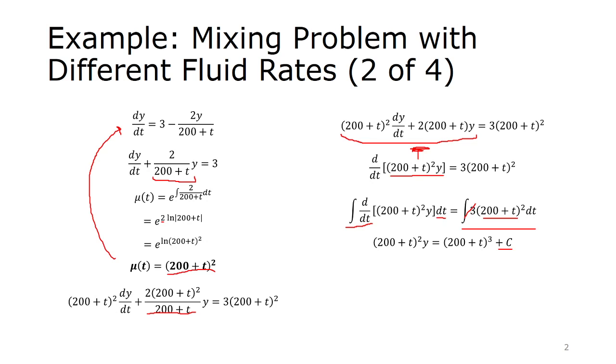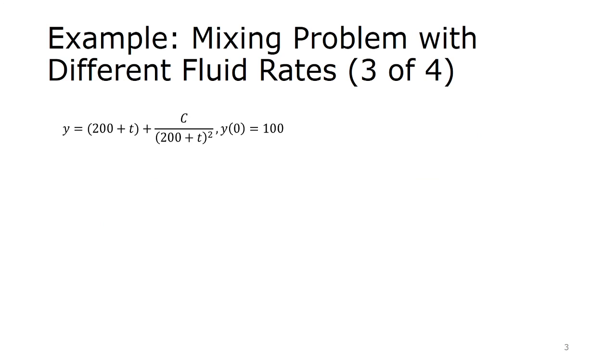So solving for y is pretty easy. Just divide both sides by that integrating factor. And we end up with, on the right, y equals 200 plus t plus that constant c divided by 200 plus t squared. If you wanted to, you could combine those two fractions with a common denominator to make a rational function, but this is fine too. So all we need to do then is finish out our particular solution instead of just a general solution by plugging in that initial value. So we'll substitute in 0 for t, and we'll substitute in 100 for y, and that will help us solve for that constant c.